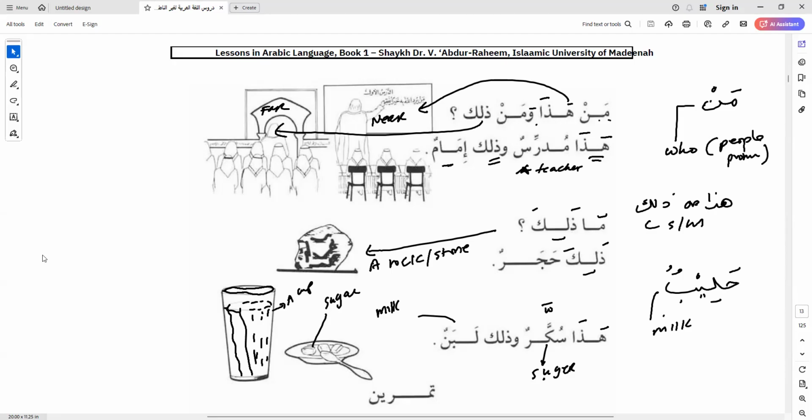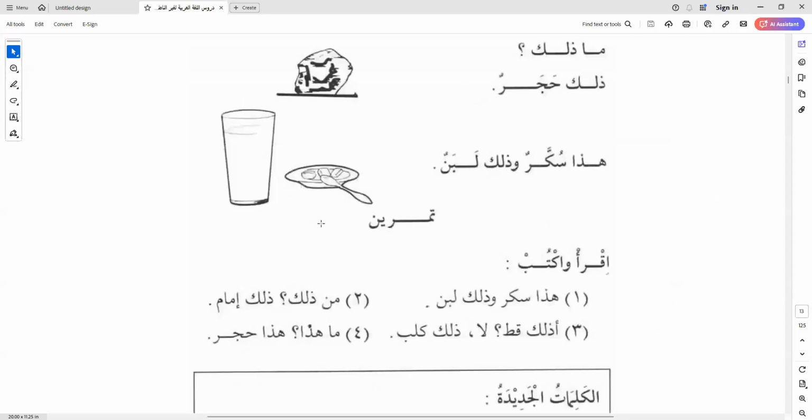All right. So let's look at tamreen. Tamreen in Arabic. Remember the word tamreen. If you have tamreen, it means you have some exercises to do. Tamreenun. Now, this is kind of like a special fancy writing. Tamreen. Exercise. اقرأ واكتب. Read and write.